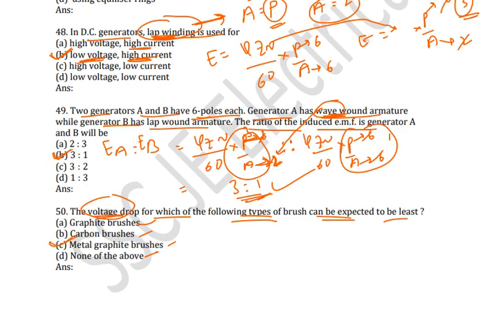So in the case of metal graphite brushes, what happens? The specific resistance or resistivity is less. Here rho is less. If rho is less, then what happens? R equals rho L by A. As the specific resistance is less, the resistance will be less. Therefore V equals IR, so the voltage drop also will be less.